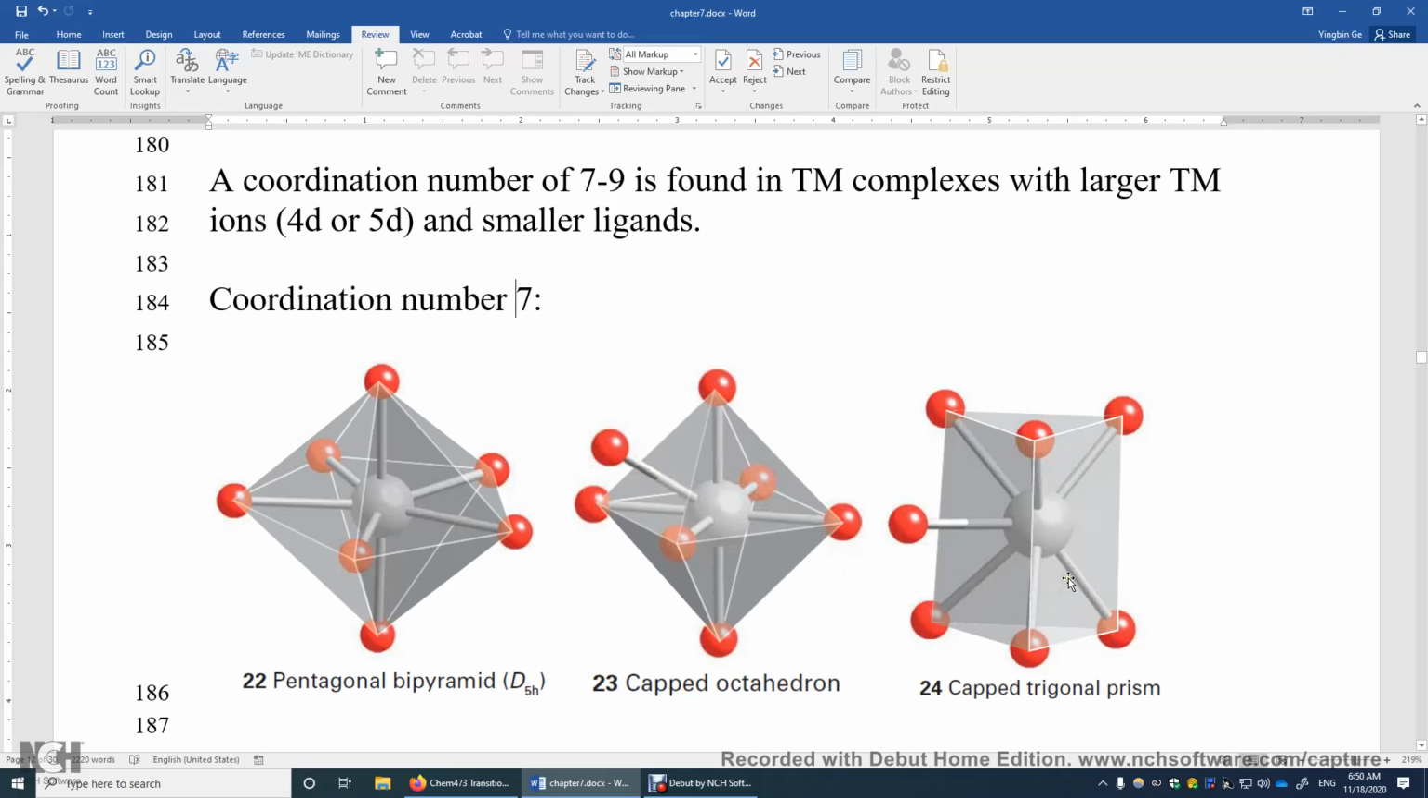Over here, we start from a trigonal prism structure, 3 on top, 3 on the bottom, and then we cap this trigonal prism with one more ligand. You can put it here, but also you can put it here. But if you put it here, there's going to be a stronger repulsion between this ligand and these 3 ligands. So if you put it here, that helps reduce the repulsion.